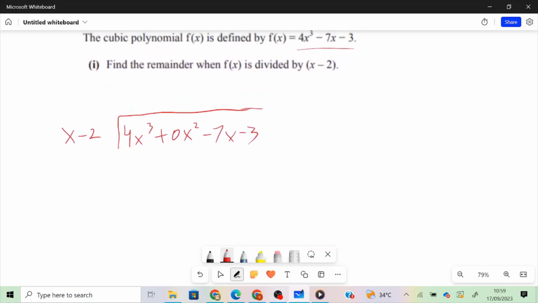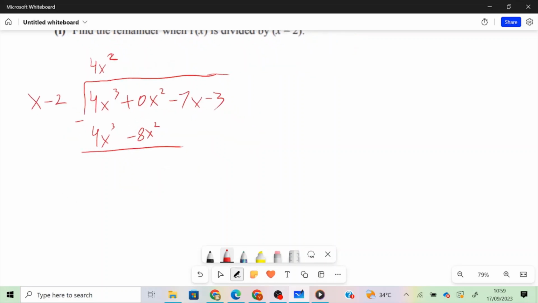So let's go ahead and do this. 4x cubed divided by x, we have 4x squared. 4x squared times x, that's 4x cubed, sorry, this is meant to be cube. And then 4x squared times minus 2 is minus 8x squared. We subtract: 4x cubed minus 4x cubed is 0. And then 0 minus minus 8x squared, that's plus 8x squared. We bring down our minus 7x.